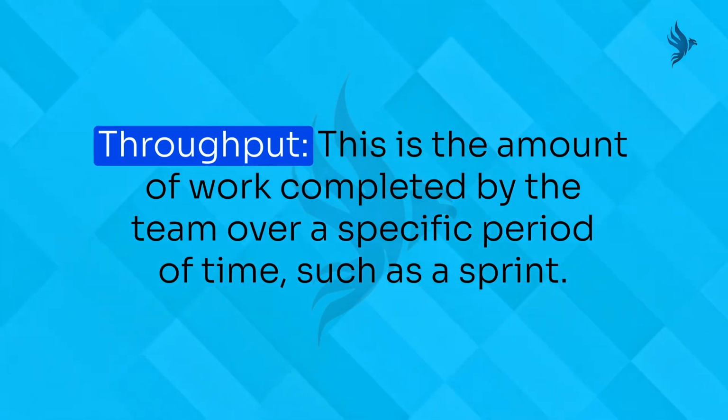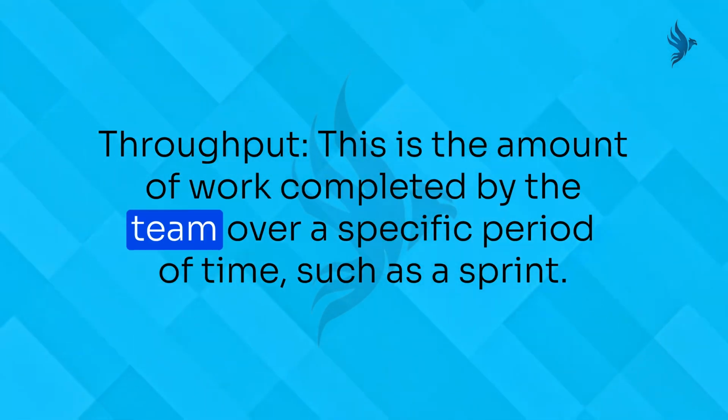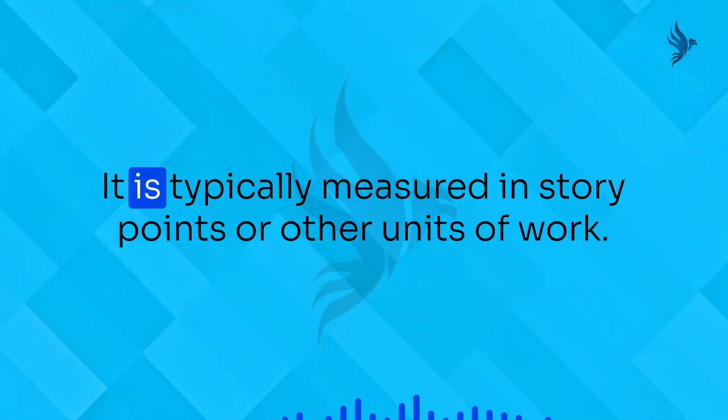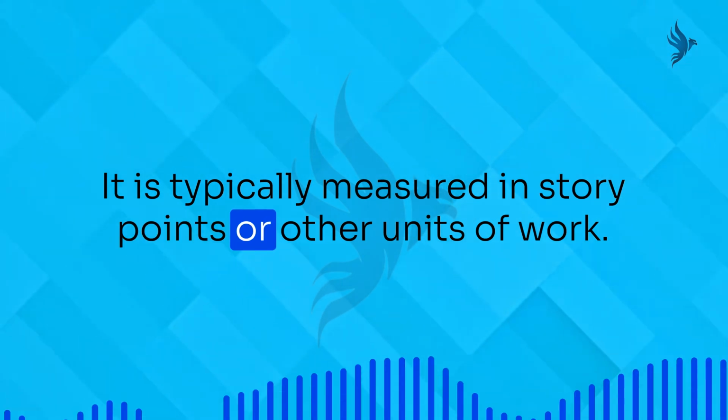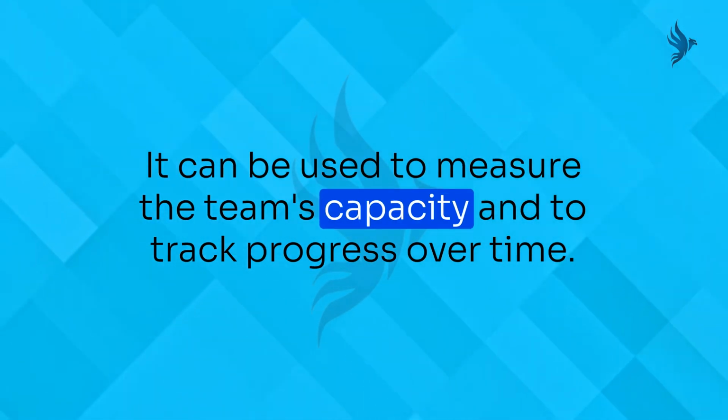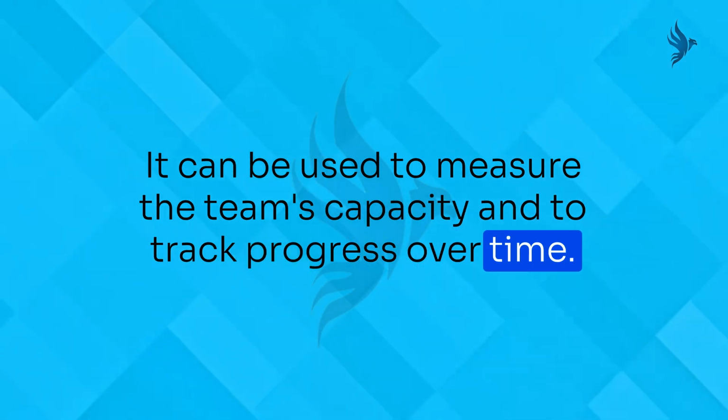5. Throughput. This is the amount of work completed by the team over a specific period of time, such as a sprint. It is typically measured in story points or other units of work. It can be used to measure the team's capacity and to track progress over time.